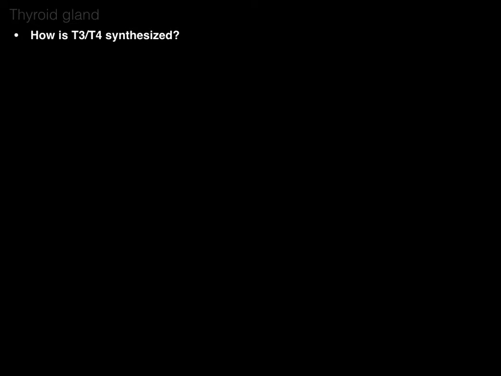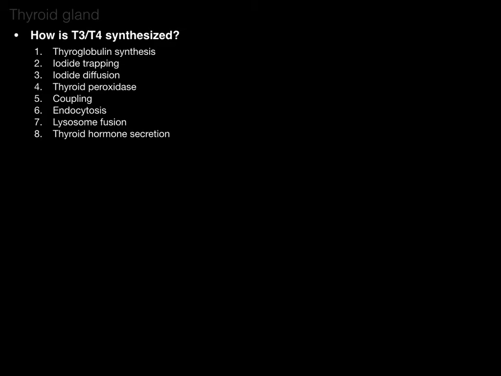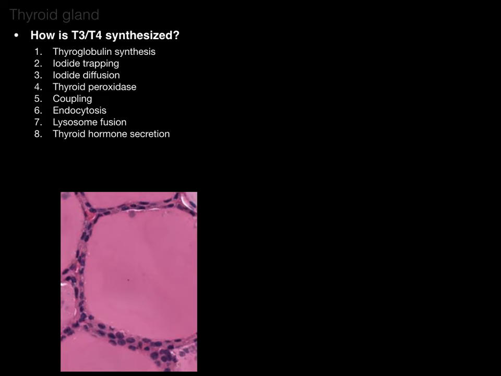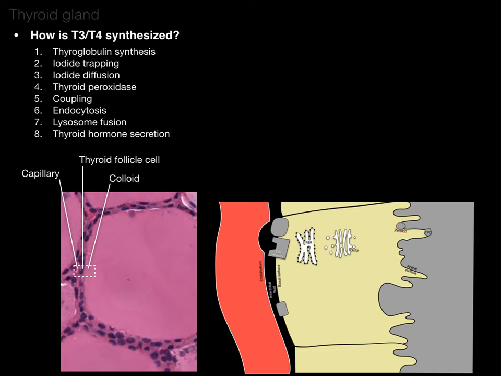Now, how is T3, T4 synthesized? Well, there are these 8 steps to show from thyroglobulin synthesis all the way down to thyroid hormone secretion. To show these 8 steps, I'm going to go back to this picture where we can see that purple dot is a thyroid follicle cell, or the nucleus of one. On its basal surface is where the capillary abuts thyroid follicle cells, and on the apical surface is where the colloid is. So let's take a look at this little square and make a schematic and enlargement of that area. And show in yellow, there's a thyroid follicle cell, and its basal surface is a capillary, and the apical surface is colloid.